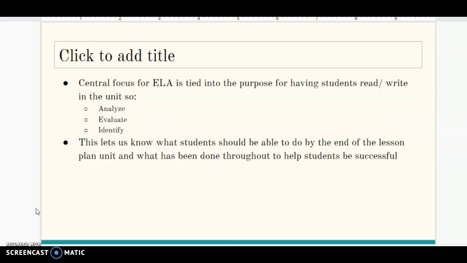So the activities that were planned, the assignments, the reading, and how everything was chunked or broken up to allow students to meet that goal to analyze, evaluate, or identify. And yeah, that's what I have for effective instruction.